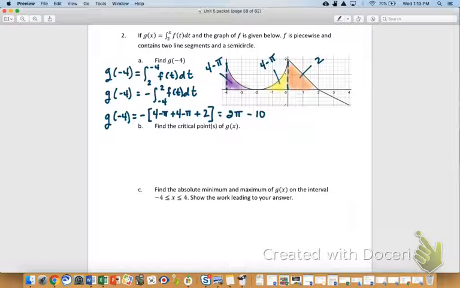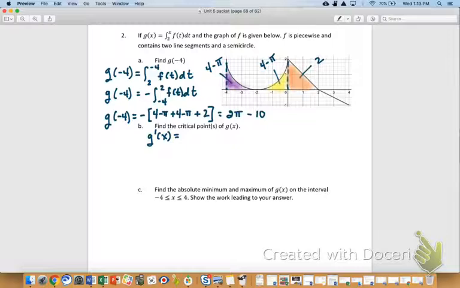It says find the critical point or points of g of x. So g would have critical points whenever what is going on? Yeah, or maybe it doesn't exist. So let's figure out g prime of x first. Maybe you could just do this in your heads. What is g prime of x equal to?